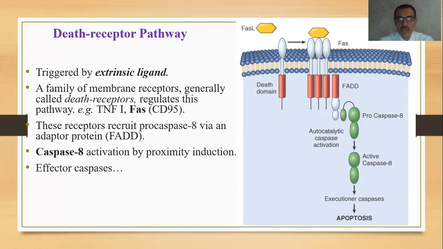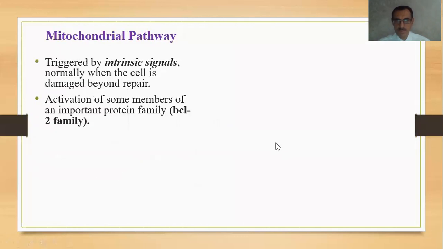Here you see the receptor pathway that is triggered by an extrinsic ligand. A family of membrane receptors, generally called death receptors, regulates this pathway. For example, the tumor necrosis factor receptor, or the FAS receptor, FAS protein, or CD95. These receptors recruit pro-caspase 8 via an adapter protein. Caspase 8 is activated here by proximity induction, and it activates the effector caspases.